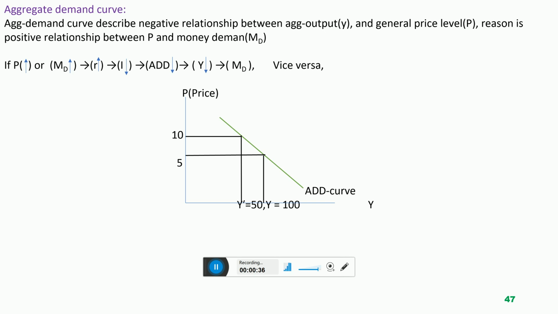If the price of any particular commodity increases, the quantity demanded by the people for that commodity will decrease, and if the price decreases, demand will increase. This is the law of demand, and the demand curve we drew in the second semester was negatively sloped. What was the reason? When the price of the commodity increased, demand for that commodity decreased.